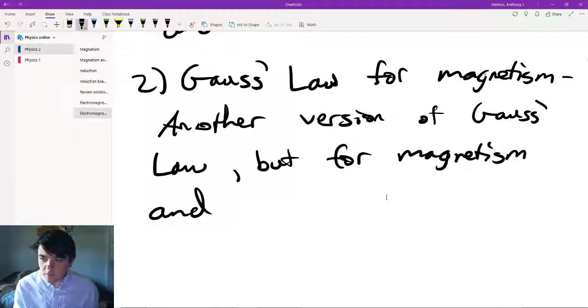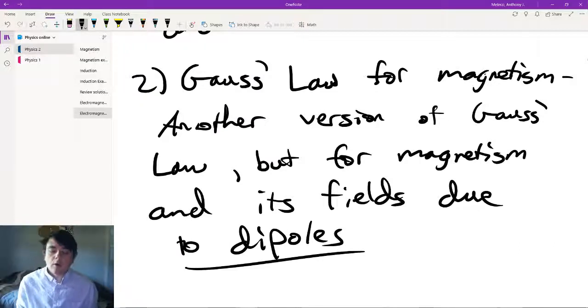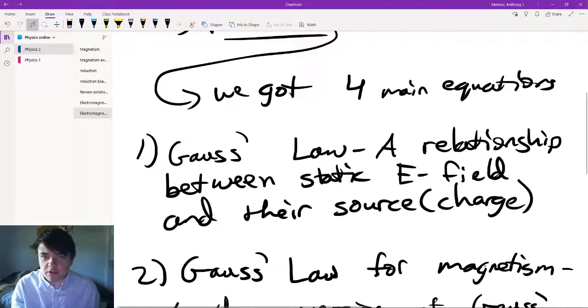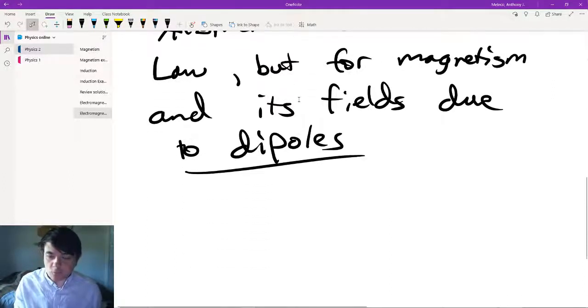It works basically the same way, but it's altered due to the fact that you can't have monopoles with magnetism, meaning you can't have a single north pole or a single south pole. Whenever you have something with a magnetic field, it's got both. With charges, it wasn't like that, right? You could have a negative charge by itself. You could have a positive charge by itself. So there needed to be a Gauss's law for magnetism that took into account dipoles. And Gauss worked on that as well.